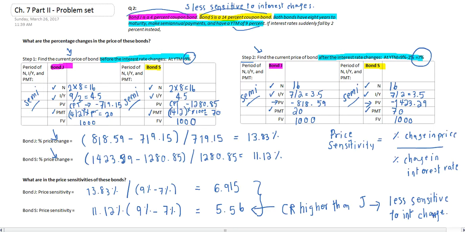Alright, so I hope this video will help you understand better how to estimate the sensitivity of bond price due to the change of interest rate.